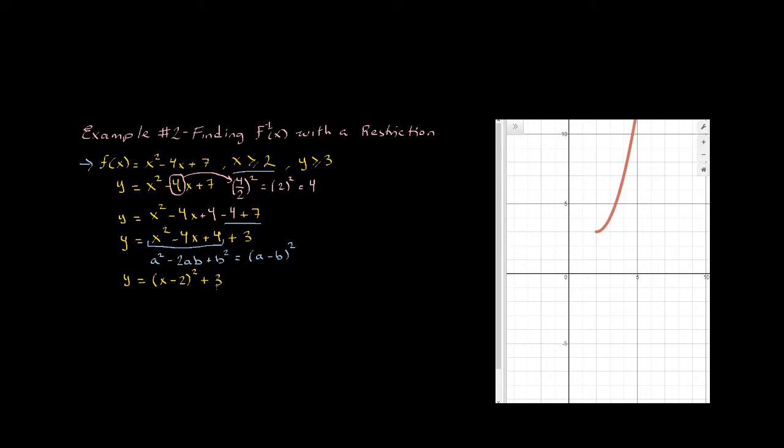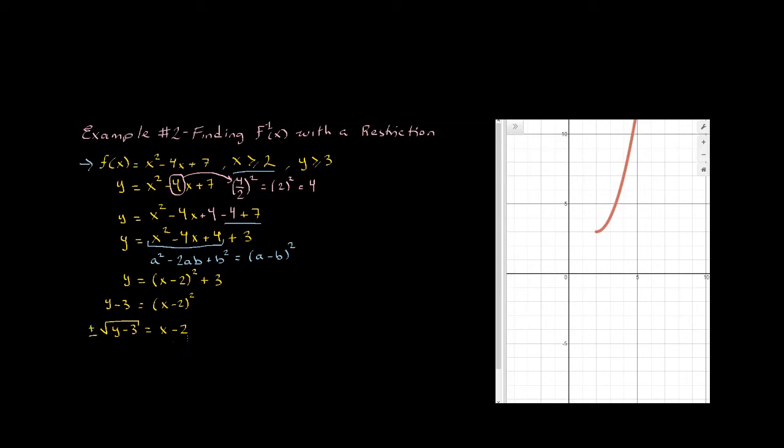From here, I'm going to subtract 3 on both sides of the equation. I'm going to get y minus 3 is equal to (x minus 2) squared, and I'm going to take the square root on both sides of the equation. I get the square root of y minus 3 is equal to x minus 2. This square root has to be a plus minus here.